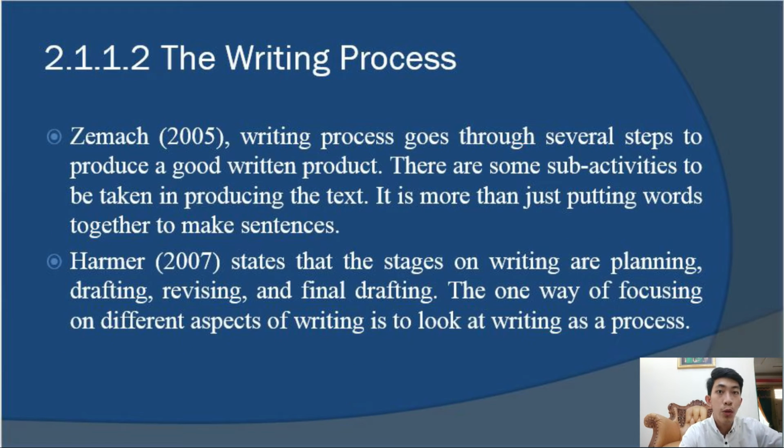Now we move to 2.1.1.2, the writing process. Zimek 2005 stated that the writing process goes through several steps to produce a good written product. There are some sub-activities to be taken in producing the text. It is more than just putting words together to make sentences. While Harmer 2007 states that the stages of writing are planning, drafting, revising, and final drafting. One way of focusing on different aspects of writing is to look at writing as a process.